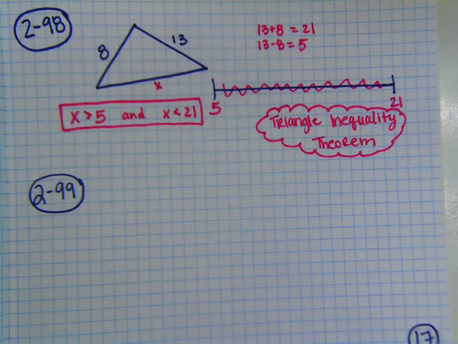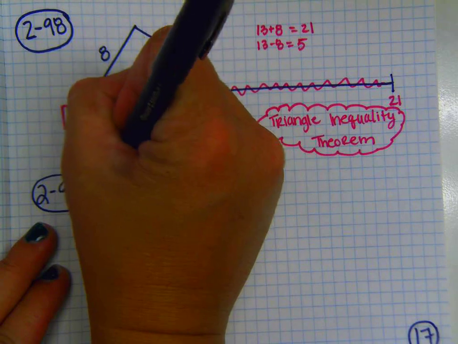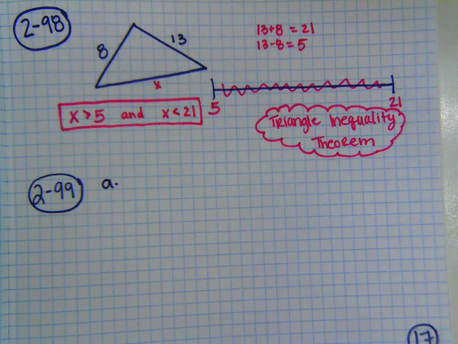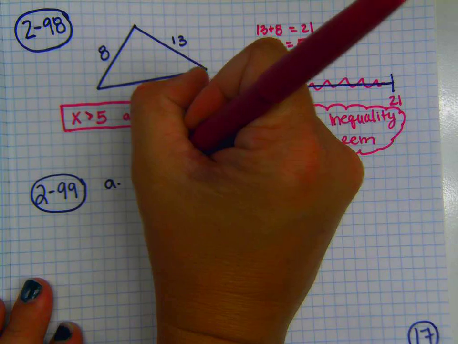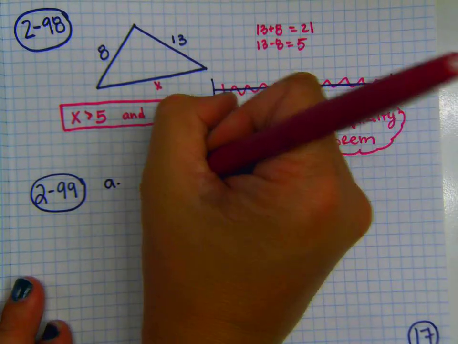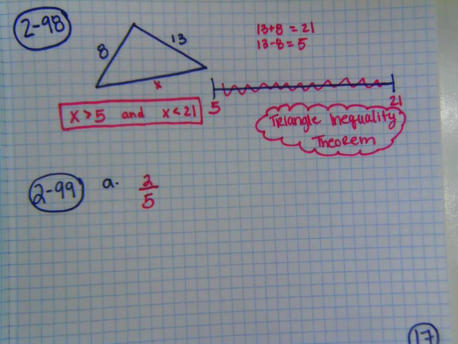So the first question, A, is what is the probability that the first song is a country song? Well, let's figure out how many country songs there are. There are 2 out of the total 1, 2, 3, 4, 5. So that'll be 2/5.